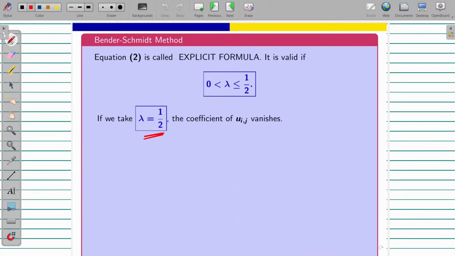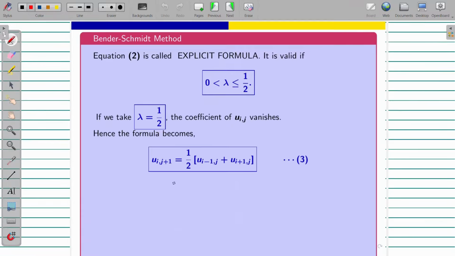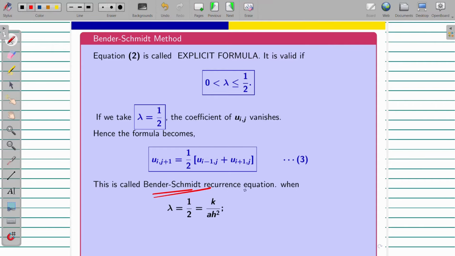So finally, you'll get u(i,j) equal to 1/2 [u(i-1,j) + u(i+1,j)]. This term only you'll get. This is the simplest, reduced form of the Bender-Schmidt recurrence equation. This is the explicit formula, equation 2, the previous one. Equation 3 is the Bender-Schmidt recurrence equation.